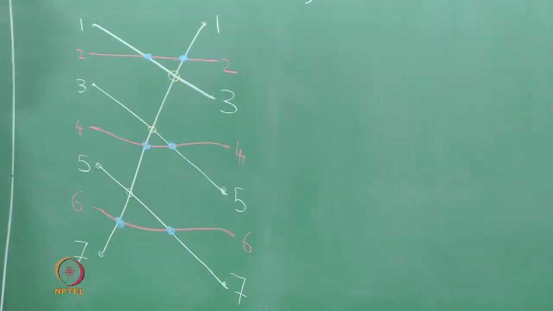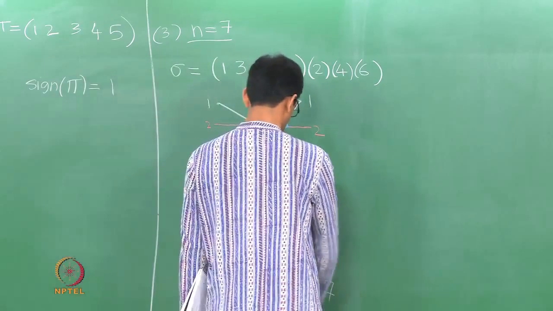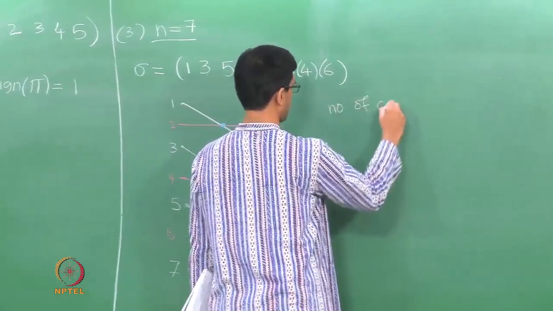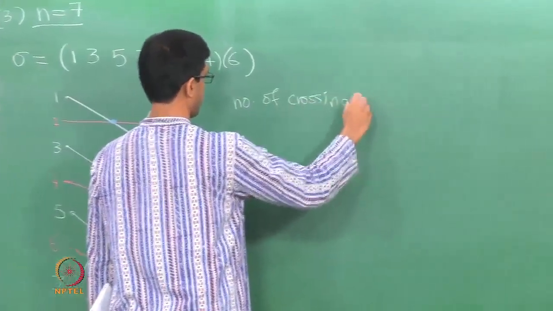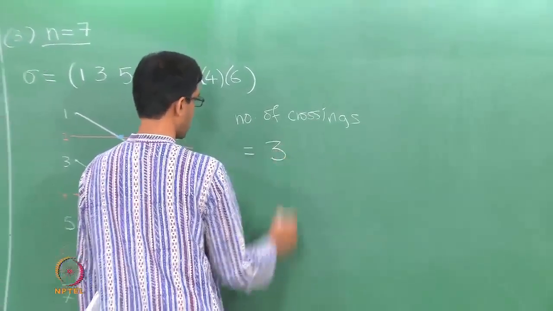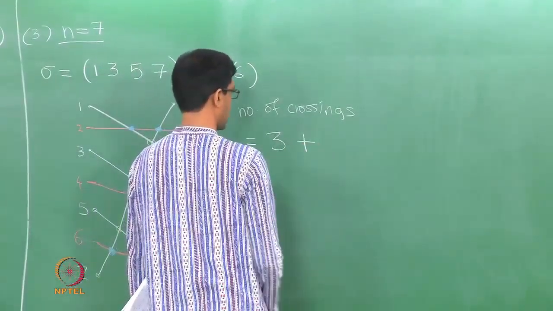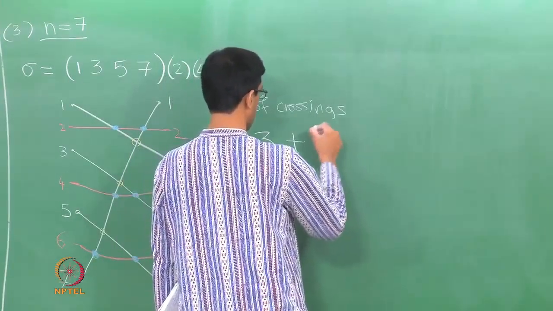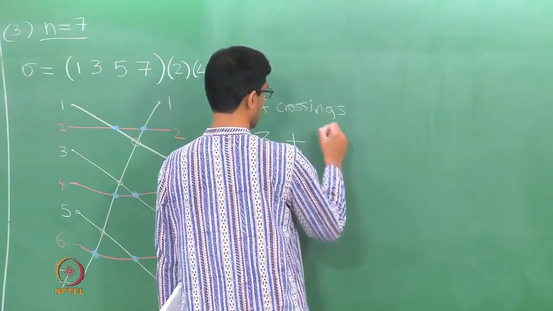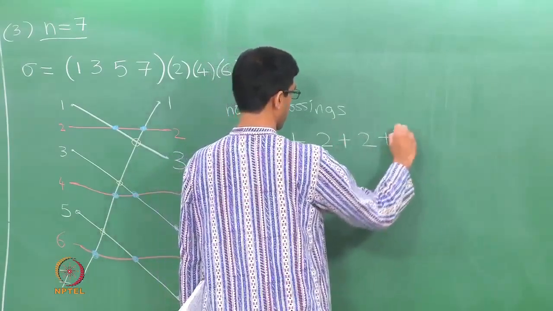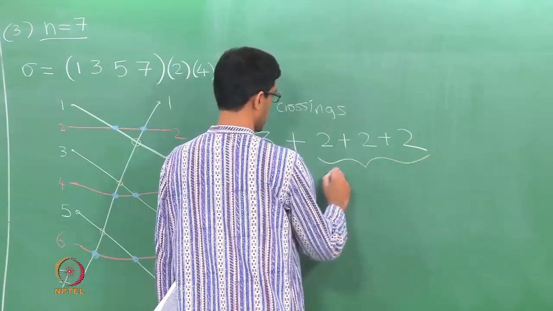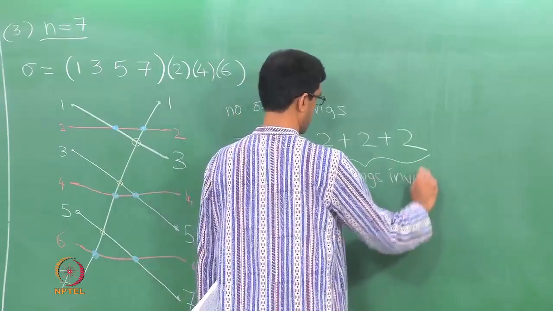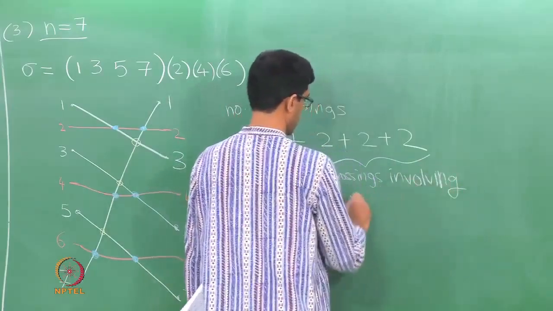Okay, so the total number of crossings is, well, how do we count the number of crossings? So the number of crossings is therefore the following. There were 3 original crossings plus the crossings that come from the red lines. Well, each of those red lines contributes a 2. So it's 2 plus 2 plus 2, 1 for each red line. So this is the crossings involving the red lines.